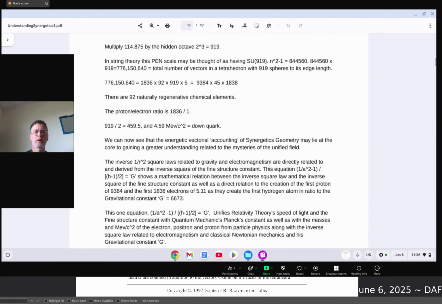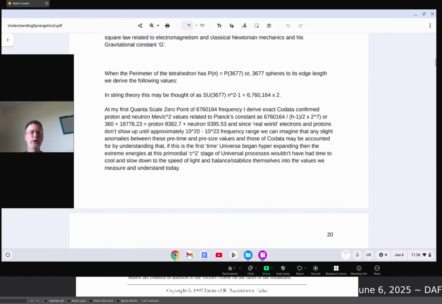So basically then that gives you your quark values. And then at the next stage, at the edge length of 3677 spheres, you can take that quanta zero point, which is related to that, and you can divide that by Planck's constant minus 1 divided by 2 times 2 to the 7, or that equals 360. And then you get the proton and the neutron's mega electron voltage.